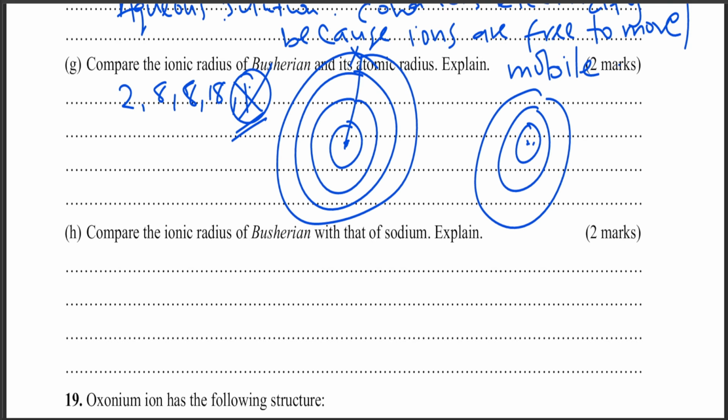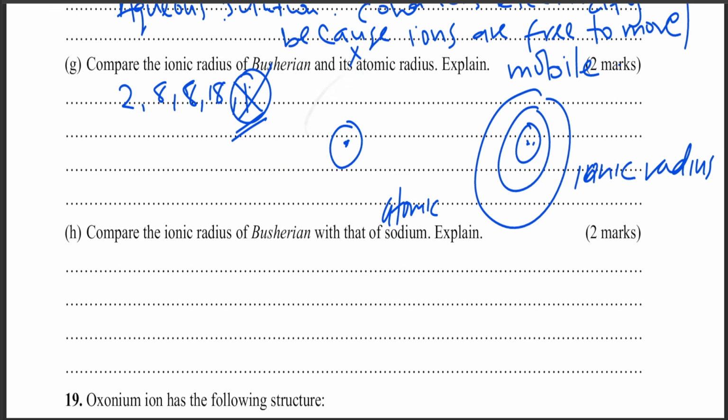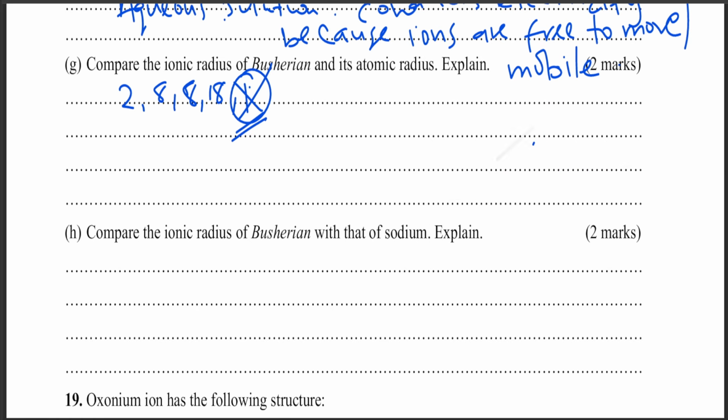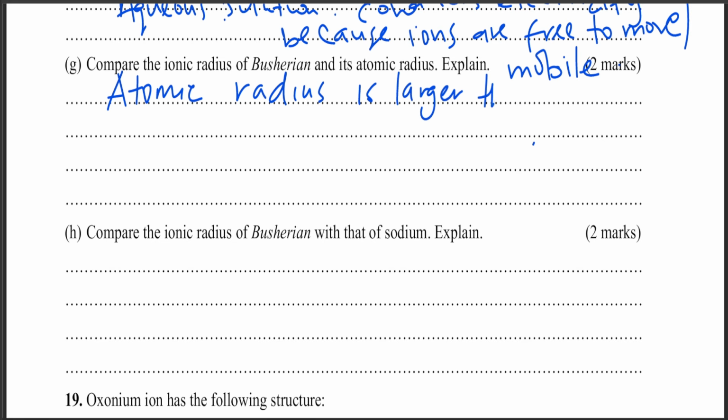So if the energy level is lost, it also means the radius will decrease. And therefore, this is the ionic radius. The ionic radius will tend to be smaller compared to the atomic radius. So when you remove one shell, you're reducing the radius. So when it becomes an ion, it reduces the radius, and therefore the ionic radius tends to be smaller than the atomic radius. So again, atomic radius is larger than ionic radius.